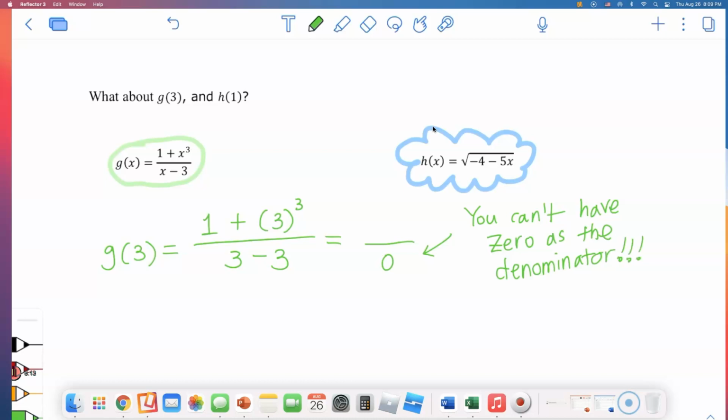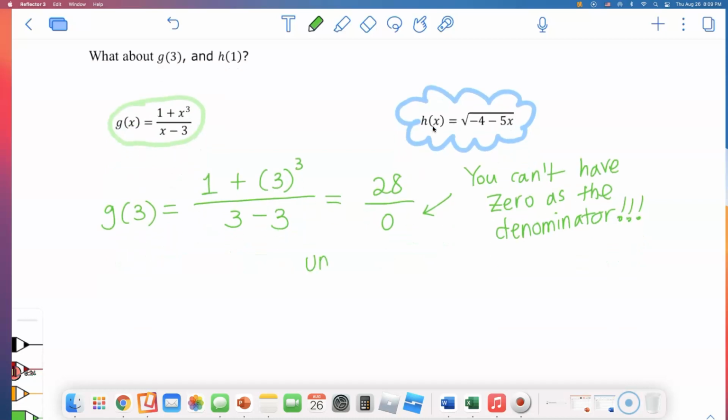In math, you are not allowed to divide by 0. So it doesn't matter what the numerator is. The numerator, I think, is 28. When you have 0 in the bottom of the fraction, you're going to have to say this is undefined. Let me double check.